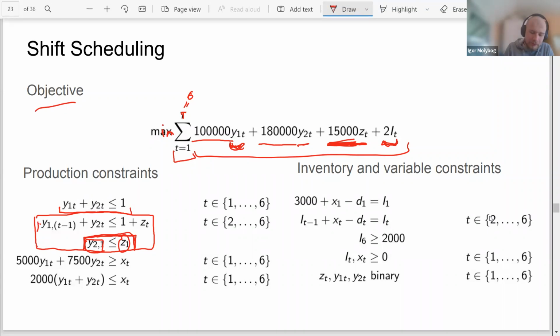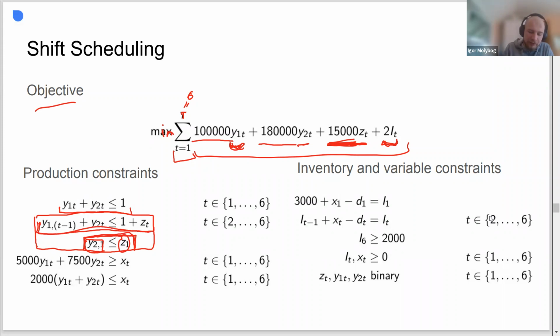Now let's take a look at this constraint here. It is telling us that similarly, if the difference between the type of shift in the previous month and the type of shift in the current month is equal to 1, meaning that the sum of y1 t minus 1 plus y2 t is equal to 1, then zt is allowed to be equal to 0.